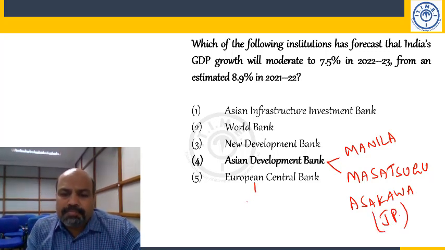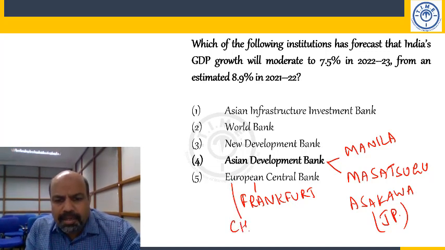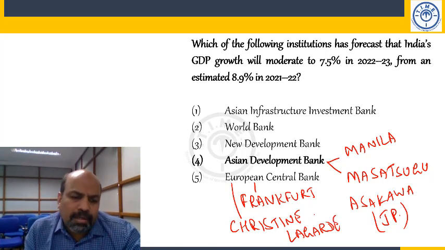European Central Bank: head office is in Frankfurt, which is in Germany, and it's run by Christine Lagarde. She's from France.